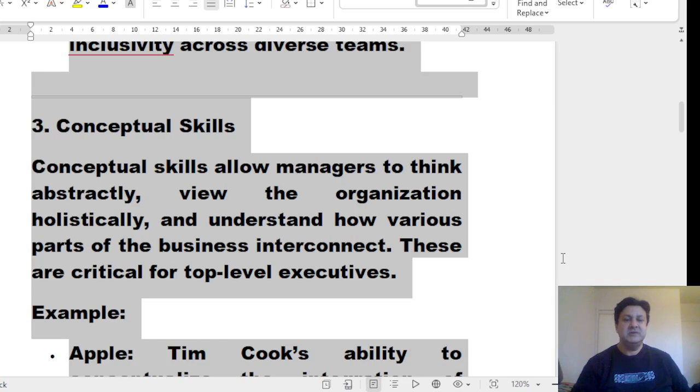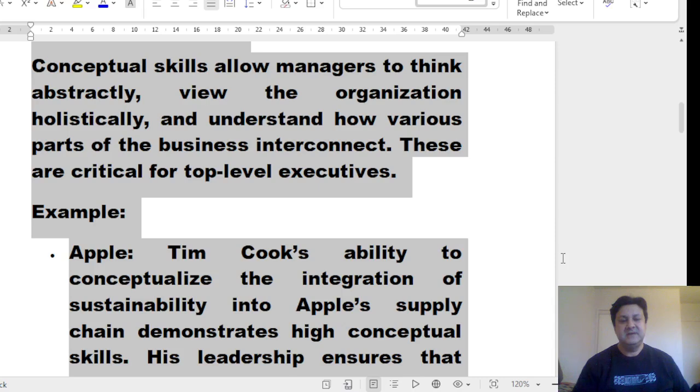So, for the conceptual skills, these allow managers to think abstractly, view the organization holistically, and understand how various parts of the business interconnect. These are critical for top level executives.